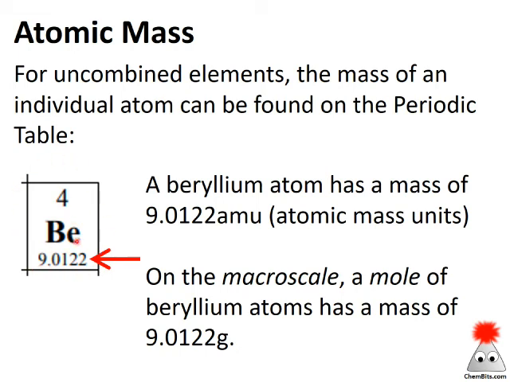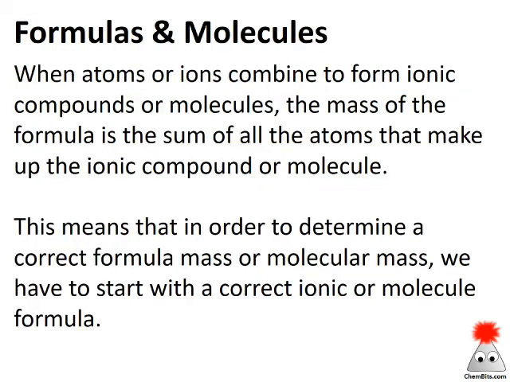So here, for example, is beryllium. Beryllium has an atomic mass of 9.0122 on the periodic table that I used, and that's AMU or grams per mole, depending on whether you're looking at microscale or macroscale. When we combine those individual atoms to form an ionic compound or molecule, it's really just a matter of adding up all the masses of the individual pieces to get the overall mass of the formula. The place where we sometimes run into problems is just starting with the correct formula. So keep an eye on that and always pay special attention there.